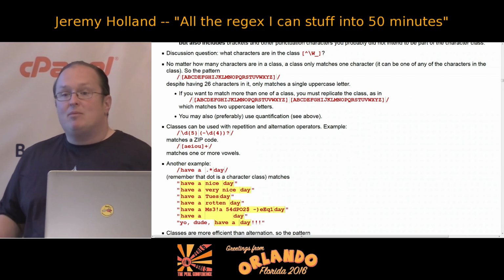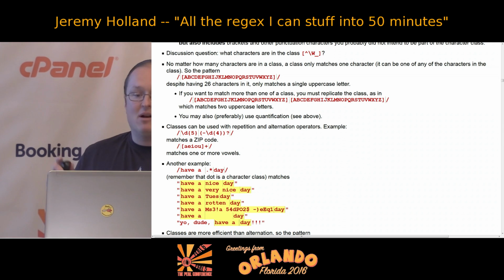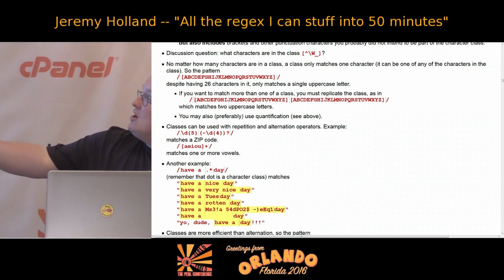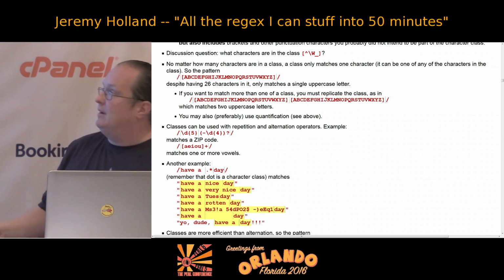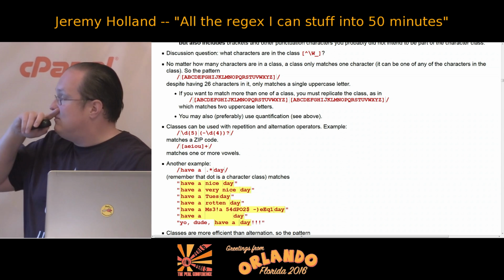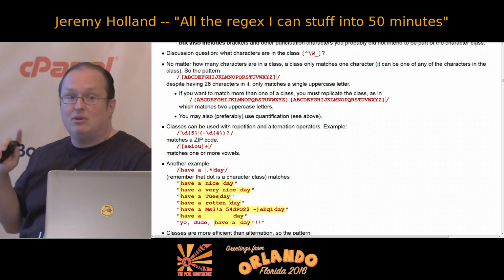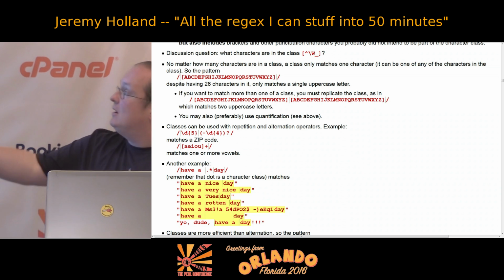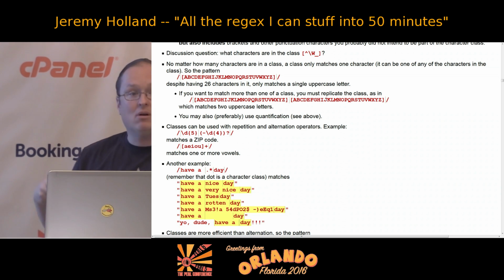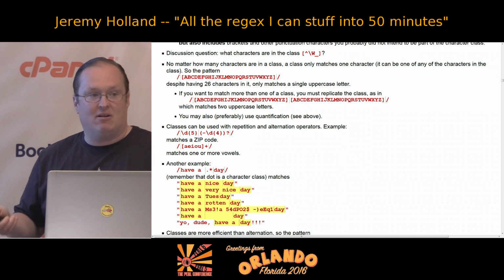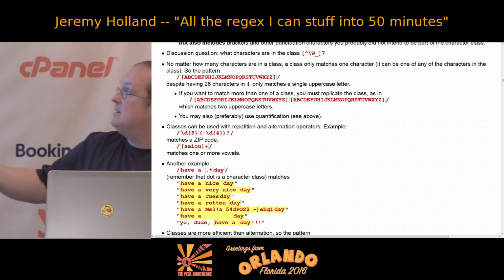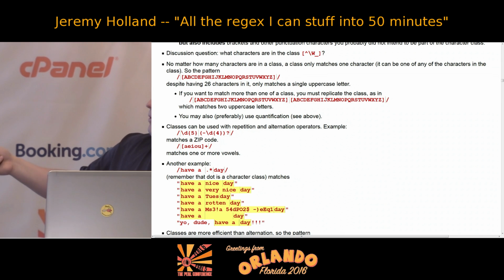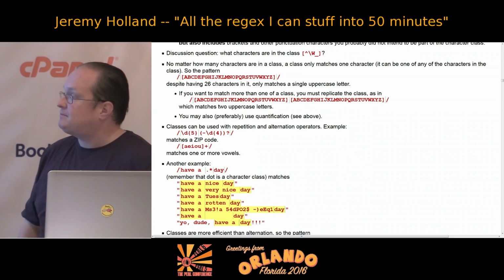An important thing to remember about your character class is that no matter how long it is, it only matches one character in the string you're trying to match. So this pattern, which could have been better written, has 26 characters in the class, but it only matches a single uppercase letter. If you want to match more than one character in your class, you have to use a quantifier or replicate the class like that.